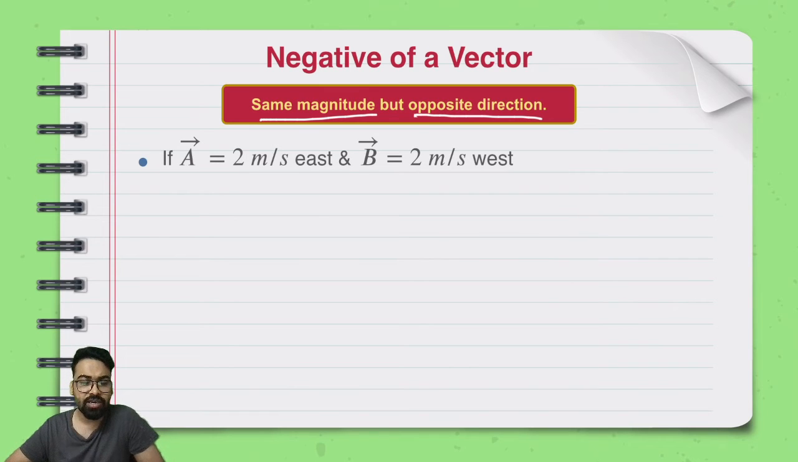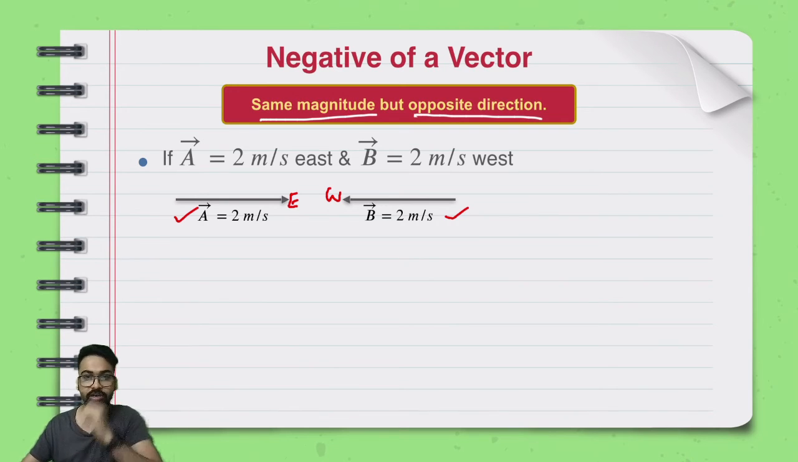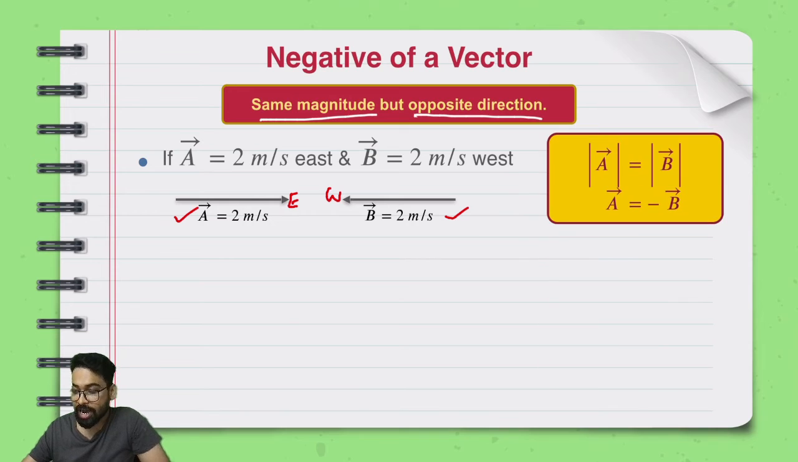We have two vectors given as A, 2 meter per second east, and similarly a B vector, 2 meter per second west. If I draw these two vectors, I think I would be able to draw something like this. This is obviously towards east, and this is towards west. So this is A vector, this is B vector. I can see that the magnitude is same both the places, the unit is same both the places, and the direction is just opposite. And if it is just opposite, I will say that A vector over here equals minus times B vector. This is the denotation that it would look like.